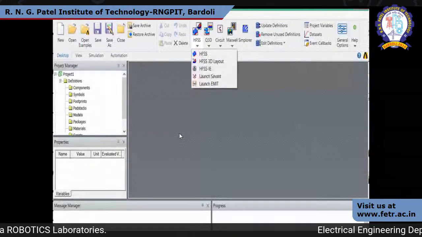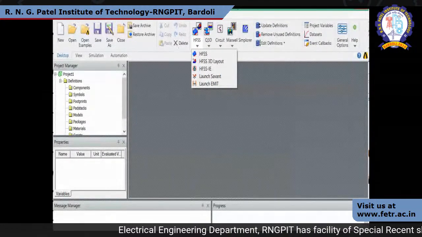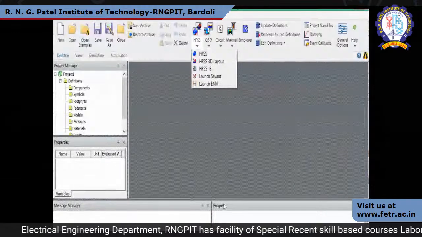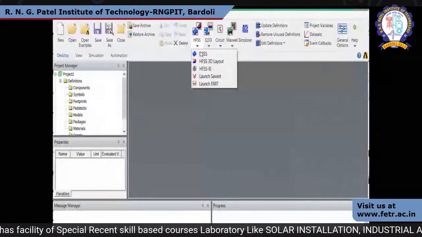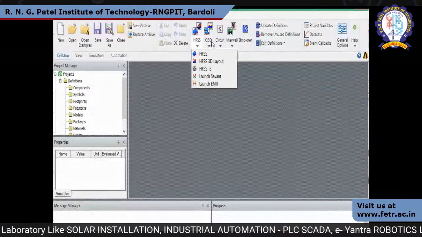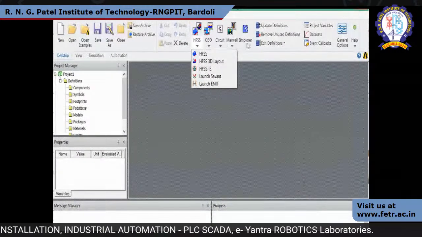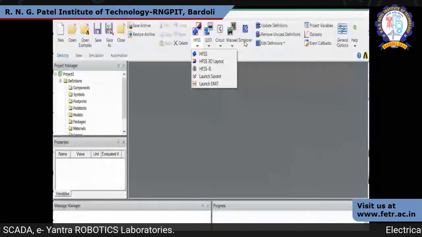But before closing this, let's take one view of that particular software. This is the view of the ANSYS software, where different types of tools are available: HFSS, Q3D, circuit, Maxwell, Simplorer. Basically, these two are required for us, Maxwell and Simplorer.